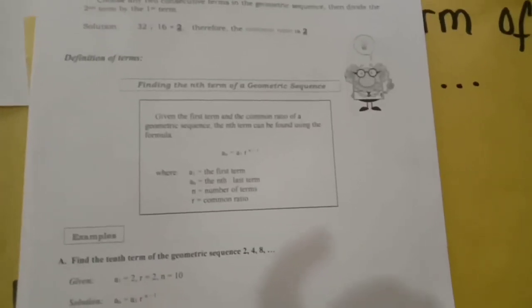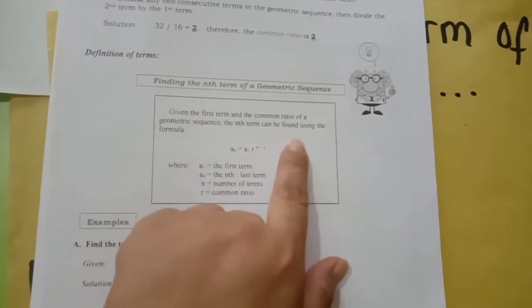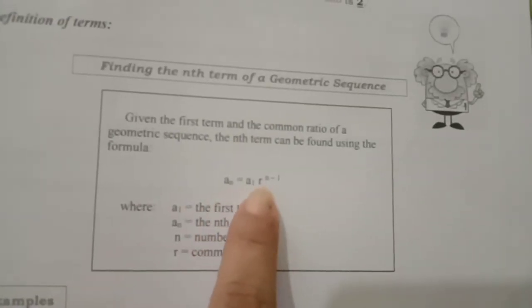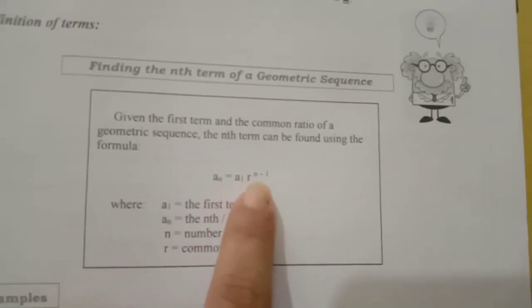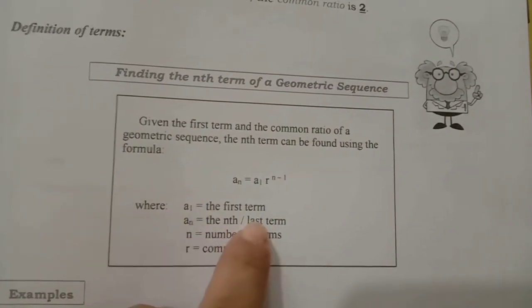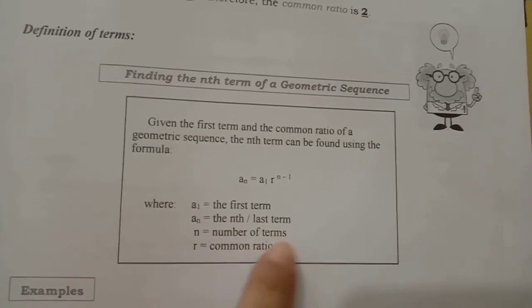So I'll give you an example for this, but first, let us determine the formula in finding the nth term of a geometric sequence. So in finding the nth term of a geometric sequence, given the first term and the common ratio, the nth term can be found using the formula a sub n is equal to a sub 1 times r raised to n minus 1, where a sub 1 is the first term, a sub n is the nth term or the last term, n is the number of terms, and r is the common ratio.